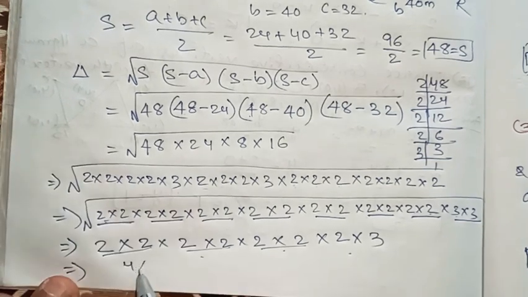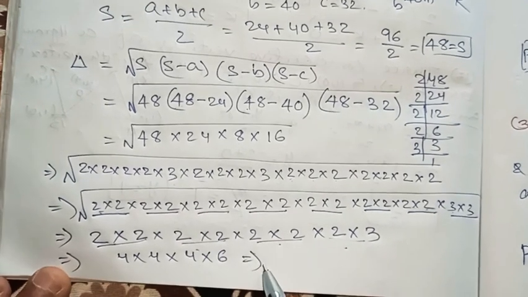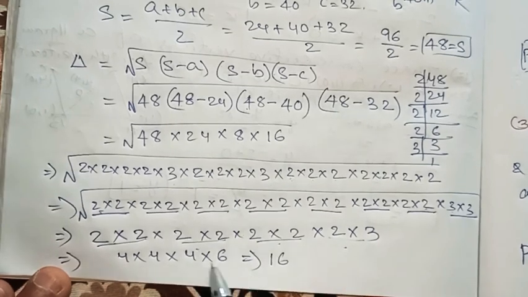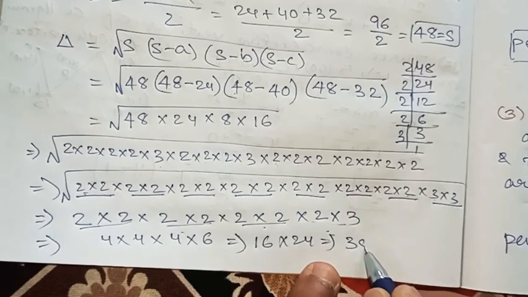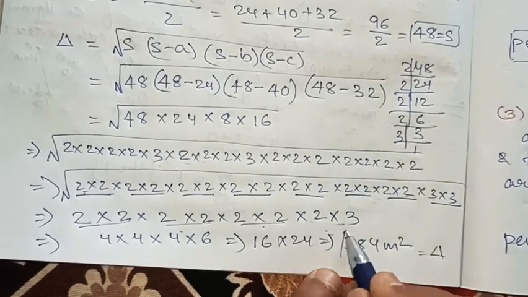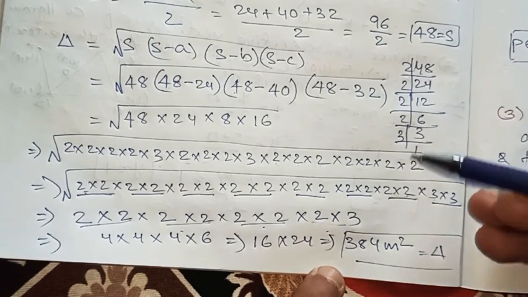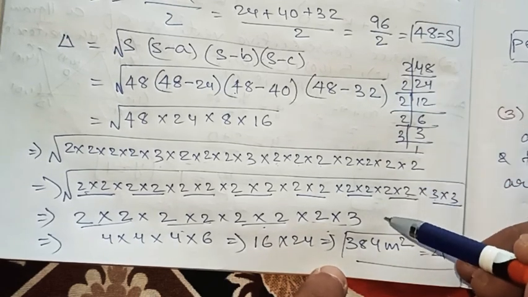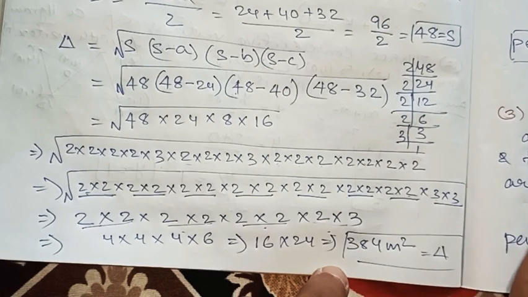2 twos are 4, 2 twos are 4, 2 twos are 4 and 2 threes are 6. 4 fours are 16, 4 sixes are 24. Multiply 16 and 24, we get 384 meter square. This is the area of the given triangle. Getting it? So this many steps you have to follow to find the area of the triangle. Okay, it is very easy. When you start the question, then you will be able to understand.